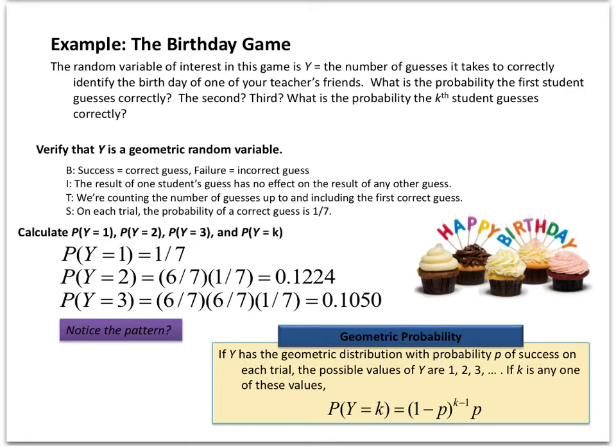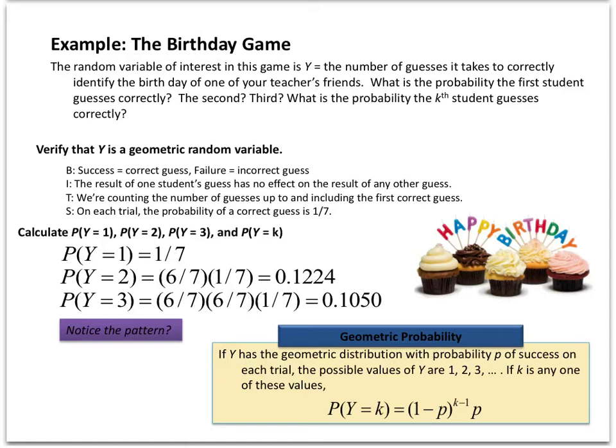So first of all, is this a geometric situation? First of all, you have to check for the binary, and yes, either you're going to be correct, you have the right day, or you're going to be incorrect. The result of one student's guess has no effect on the result of another guess.